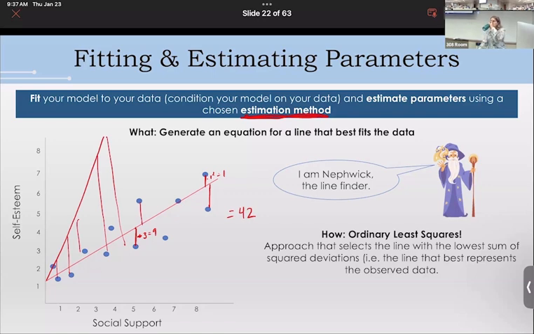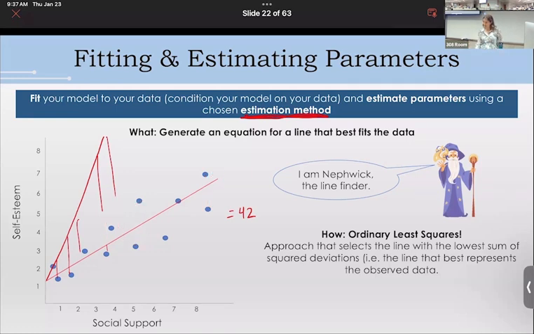With 1,000 data points, it would take the line with the lowest sum of squared deviations. No matter how many data points there are, it's going to put the line where the sum of all the squared deviations is as low as it can get. It's going to generate parameters until it gets that line to the lowest sum of squares possible.